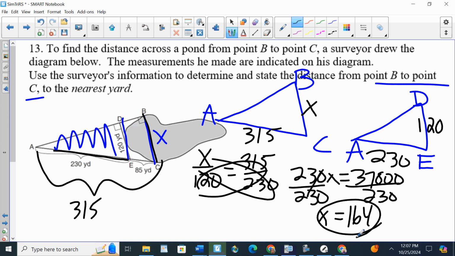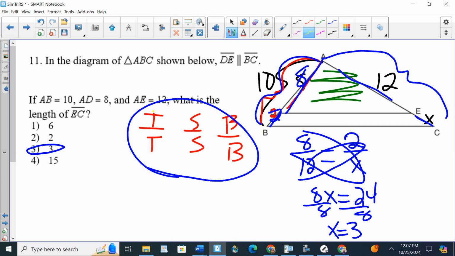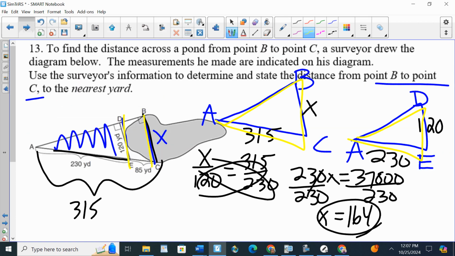So if the bases are involved, separate the triangles. If the bases are not involved, put the top over top, the side over side, and the bottom over bottom.